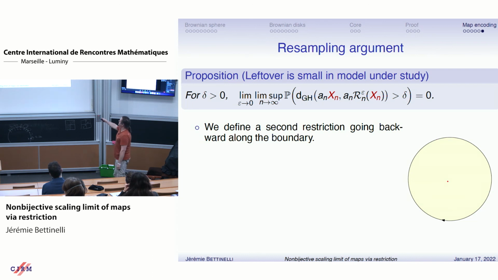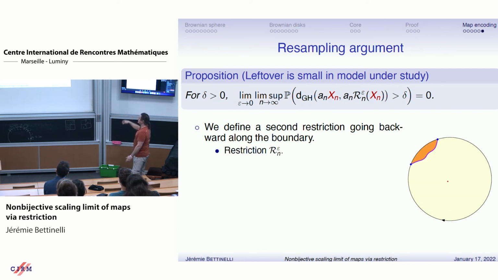So just to finish, I want also the same result, but with my model under study, the quadrangulation with a simple boundary. And I don't want to use once again the bijection. So here I use actually a resampling argument that roughly goes as follows. I had my notion of restriction. I define another notion of restriction going backwards.